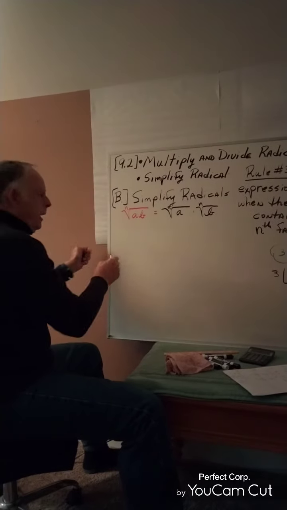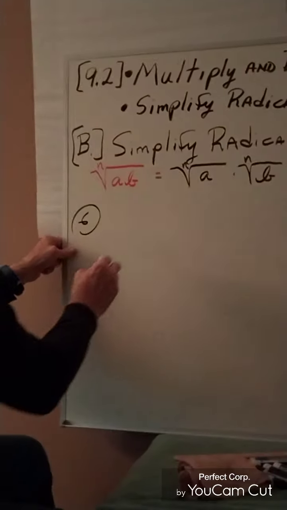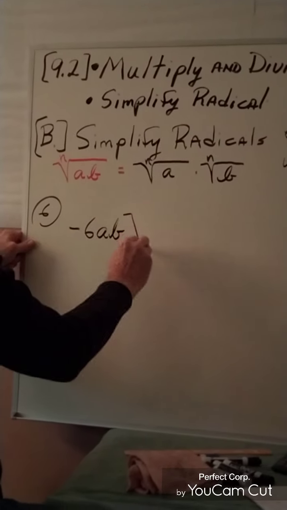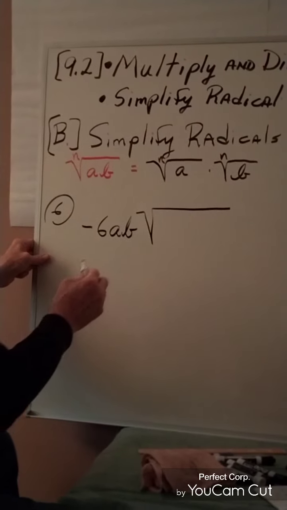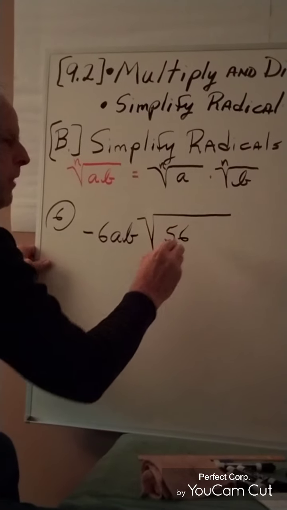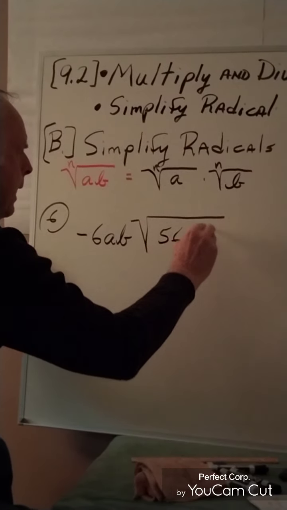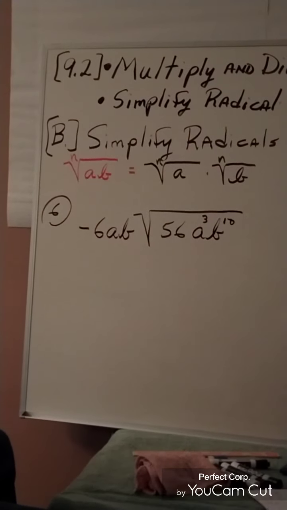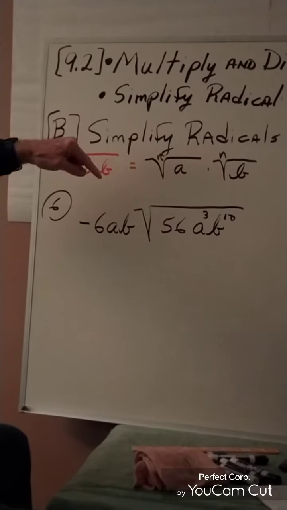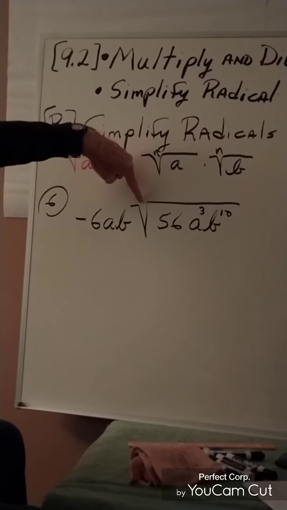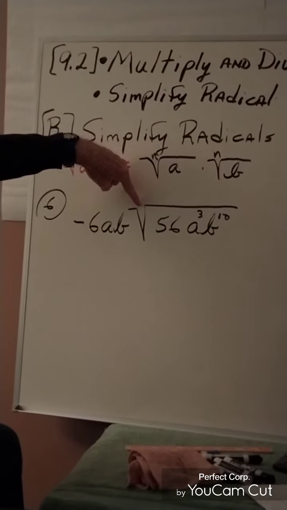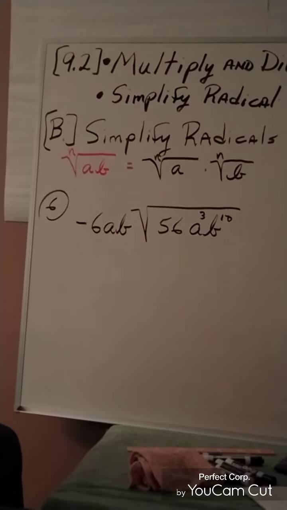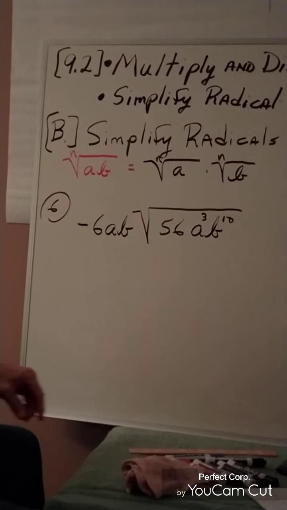And now let's go to this guy, number 6. Negative 6ab multiplied by the radical of 56 a cubed b to the 10th. My eyes see this square root. So I'm interested in the largest perfect square factor that radicand would have.